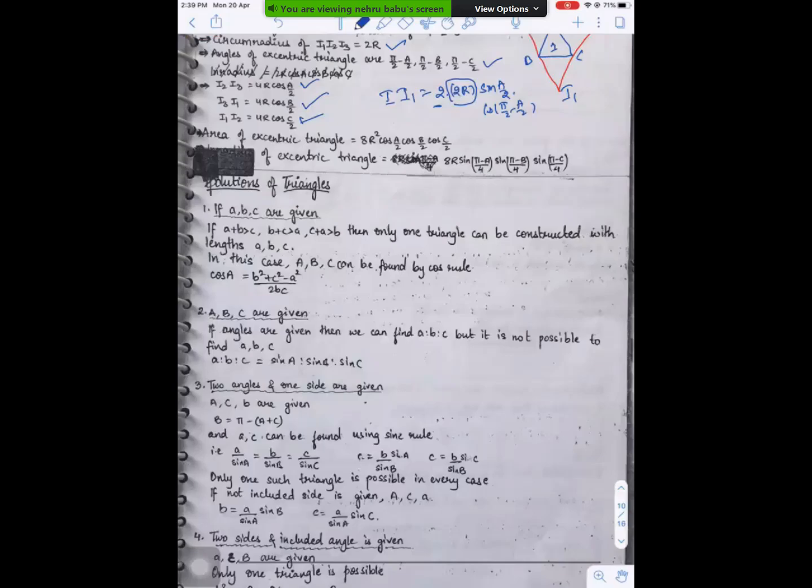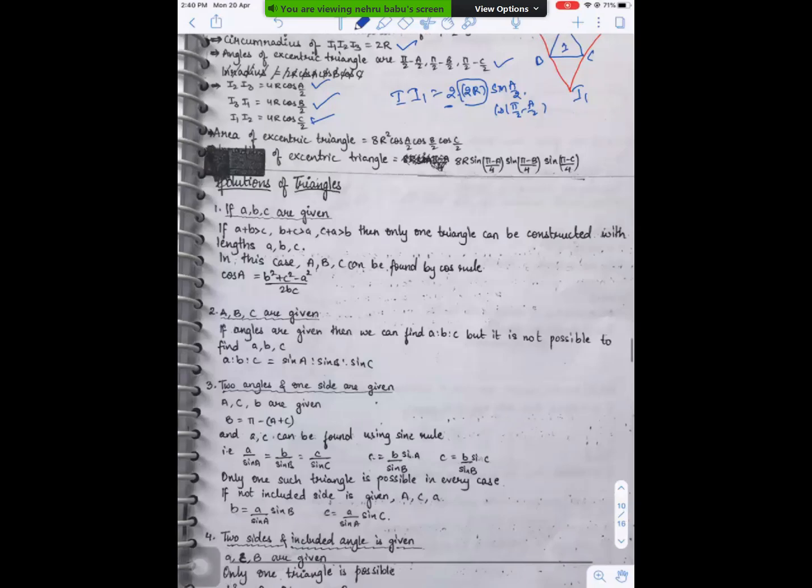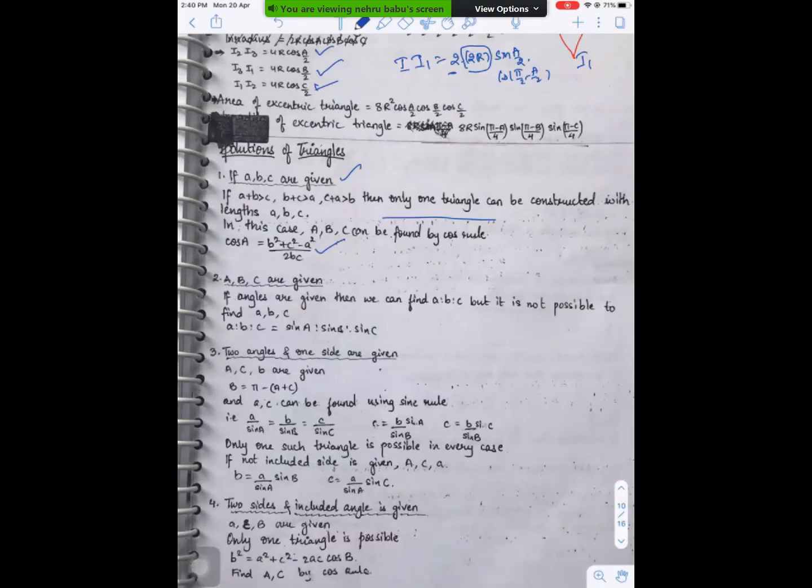Okay. Next, in the solution of triangles, if they give sides and angles, we'll solve how many triangles are possible. First, if small a, small b, small c are given, if it is forming a triangle, you will get only one triangle. Means if the side lengths satisfy the triangle inequality, a plus b greater than c, b plus c greater than a, c plus a greater than b, then you will get only one triangle. In that case, you can find the angles with the help of the cos rule: cos A equals b square plus c square minus a square by 2bc.